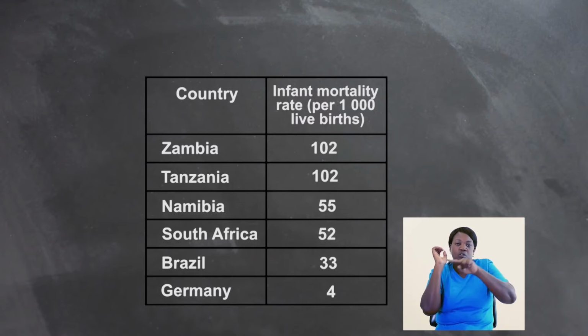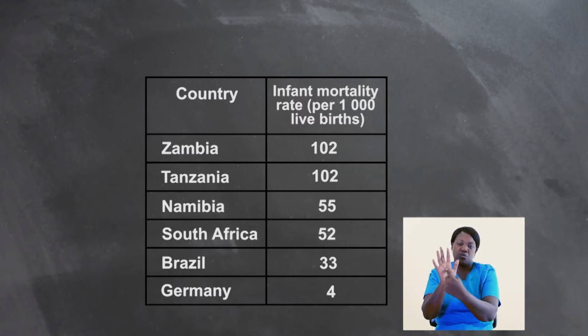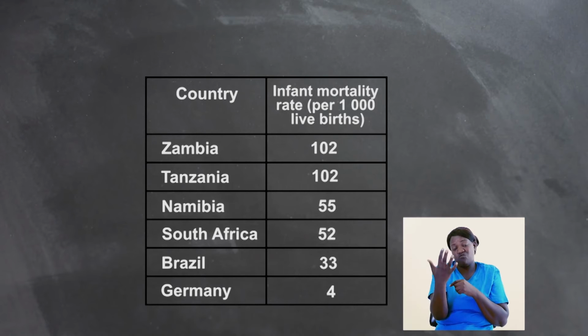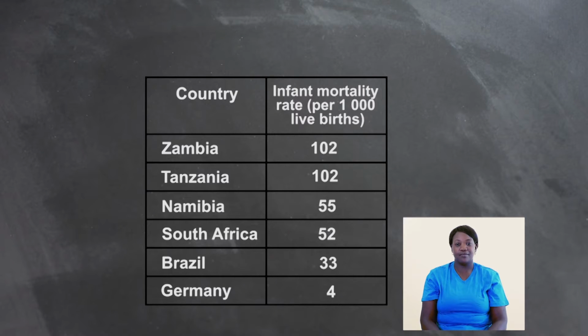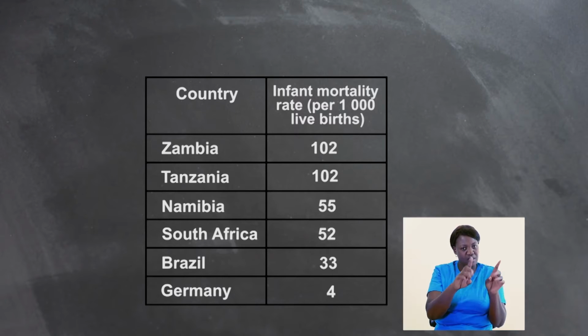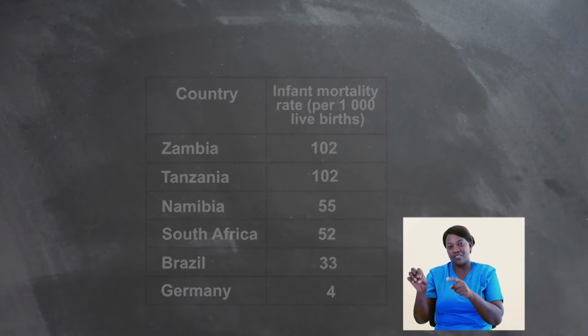As the table shows, the infant mortality rate in Germany is less than 10 per 1,000 babies, while in the African countries, 50 or more babies die before their very first birthday. In Zambia, the rate is more than 100. Developed countries like Germany have much lower infant mortality rates. What about Brazil? It is a developing country too, but it has a different infant mortality rate than South Africa.